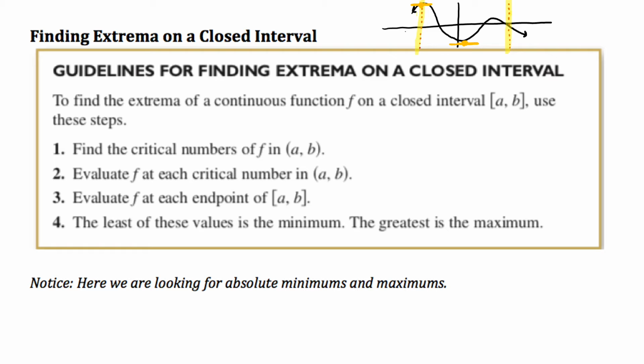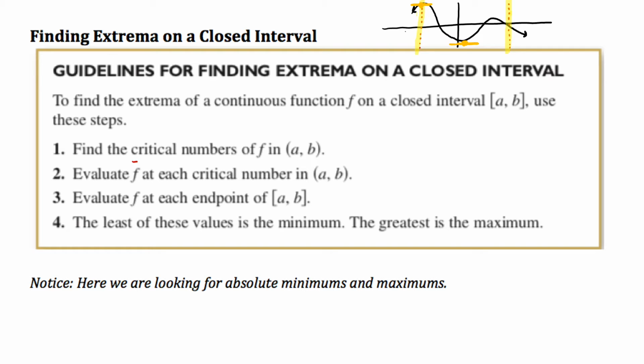So the guidelines are a little bit different because we just have to locate all of those options and then actually test and see where we have the largest value and where we have the smallest value. So formally, it says to find the extrema of a continuous function f on a closed interval from a to b, our steps will be as follows.